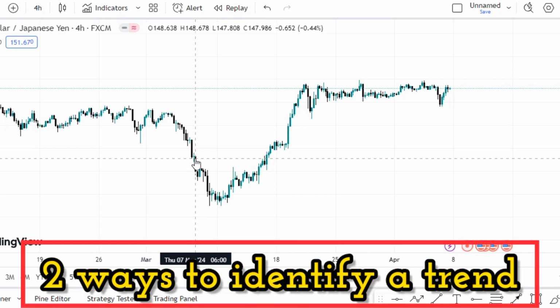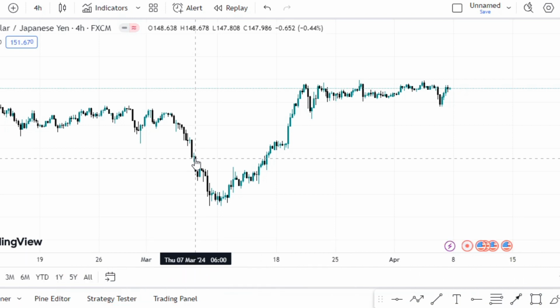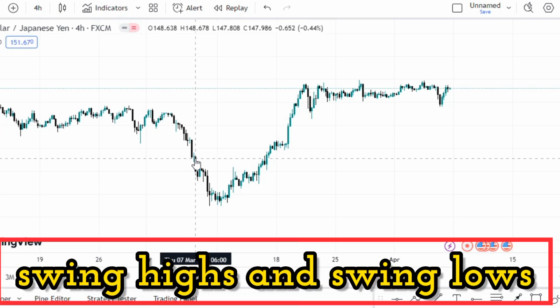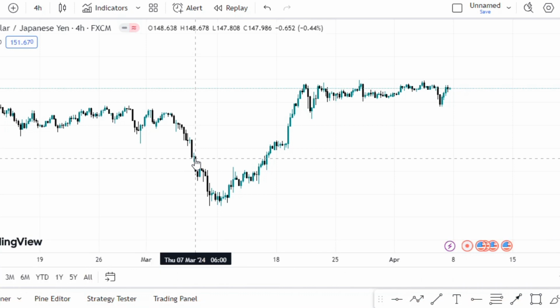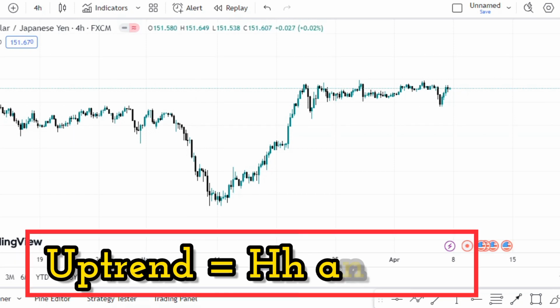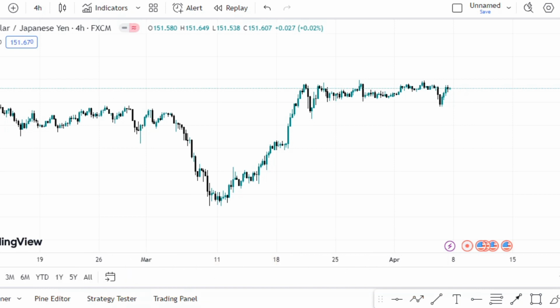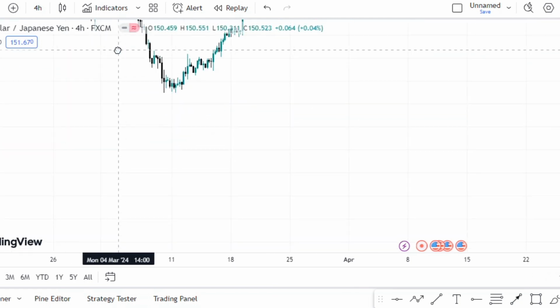There are going to be two ways you can use to identify a trending market, right? So first, swing highs and swing lows. When the currency pair's prices make continuous highs in the market, it is termed an uptrend, and this signals traders to place long trades, right? So this is what I mean.